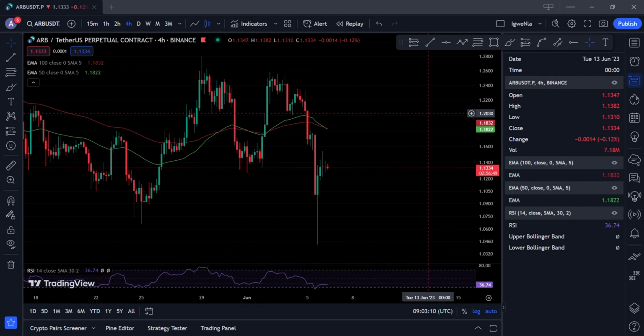Don't just go and bombard your TradingView platform with a lot of indicators, without knowing how you're going to go about it. It will definitely put you into a lot of problems. You blow up your account. You do a lot of things with your account.